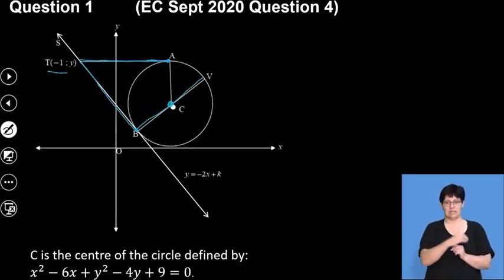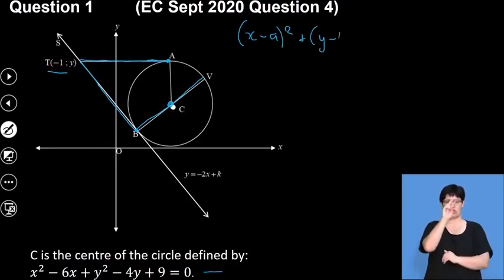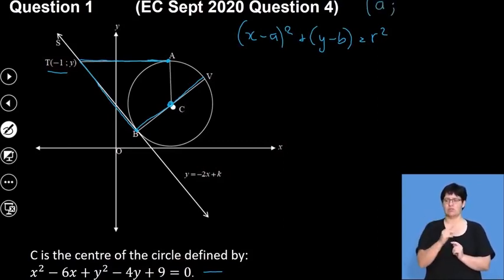So just to remind you, point C is the center of the circle. And we have the equation of the circle. But in order to be able to extract the coordinates of the center and, of course, the radius of the circle, we need to rearrange this by completing the square and getting it in the form of (x minus a) squared plus (y minus b) squared is equal to r squared. And when we have it in this form, then the center of the circle is the point with coordinates a, b.